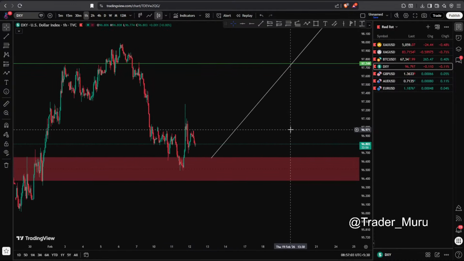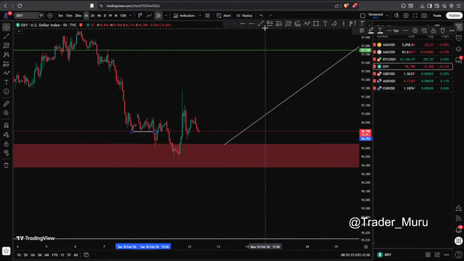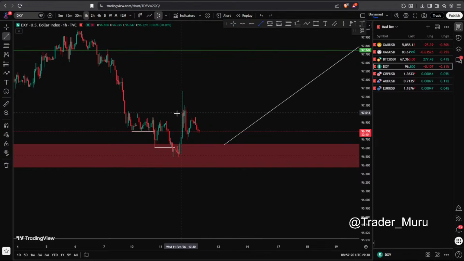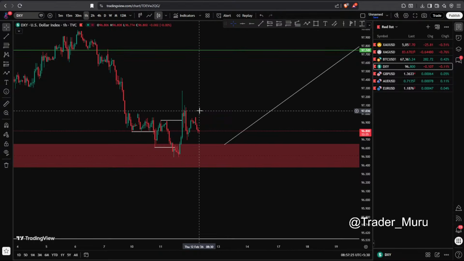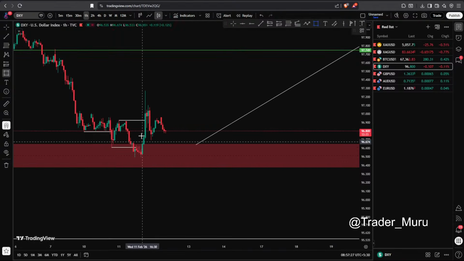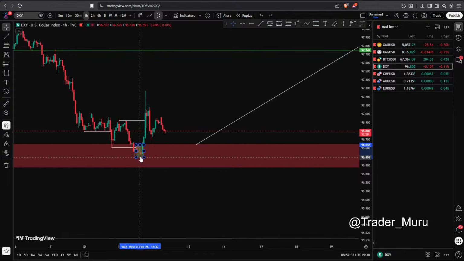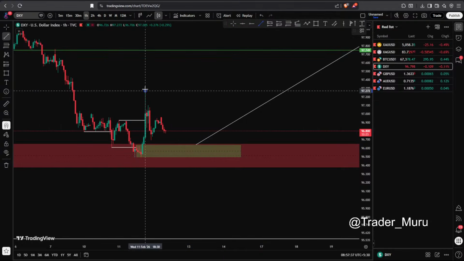DXY is bullish. This is the high which would have been swept right now. This was the breakout structure, again the breakout structure. We have this change of character here. Price is retracing. It will test this zone and again pump from here. Target will be this high.